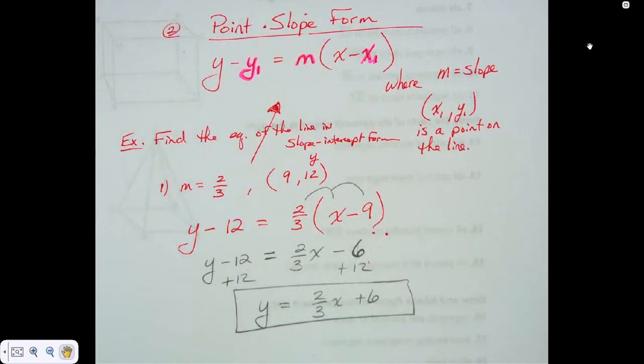So the things I'm going to ask you to do on this assignment: find the slope of a line, given this information, and so on and so on. All right, make sure you got that written down. We've got one more to do.